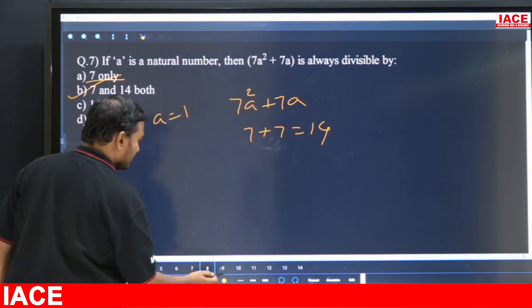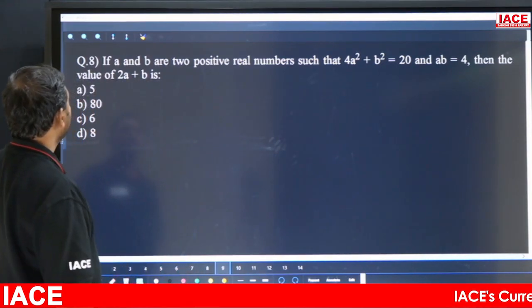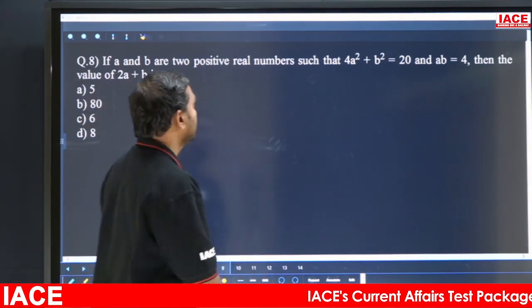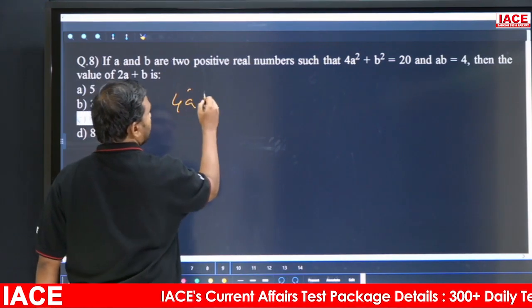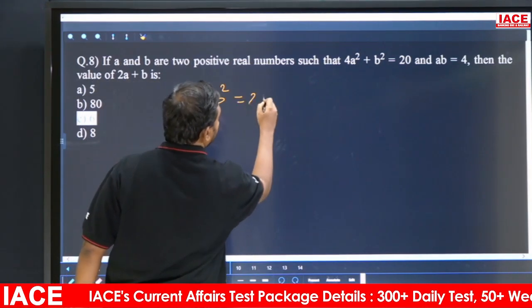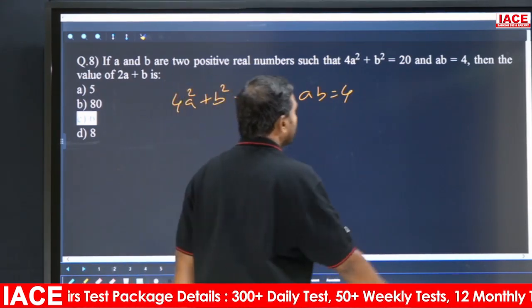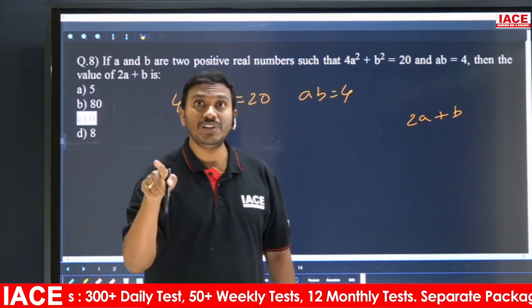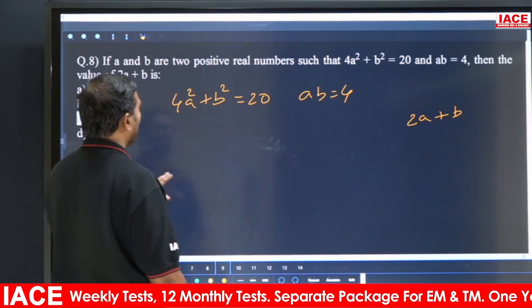The next one, question number 8. So what is question number 8? If A and B are positive real numbers, and 4A square plus B square equal to 20 and AB equal to 4, what is the value of 2A plus B? A and B are both positive real numbers. He is telling both are positive real numbers. So just check what are the possibilities of A and B.